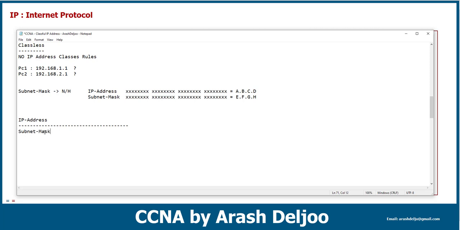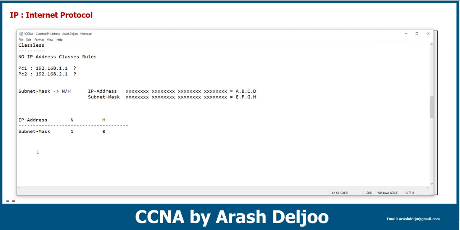When you are using the subnet mask, if in the subnet mask you use 1, this means that the correlated bit in the IP address is a network bit. And when you use 0 in the subnet mask, it means the correlated bit in the IP address is a host bit. Let me give you one example. Don't forget that here we don't use the IP address classes, so you shouldn't think about IP address classes. This is the first example.